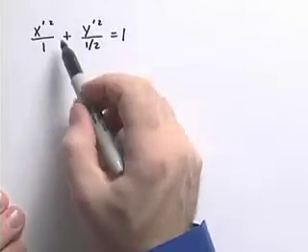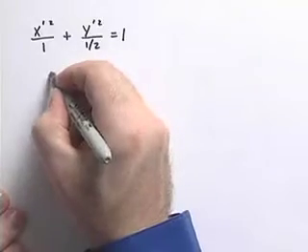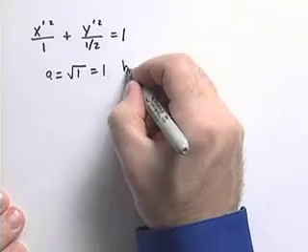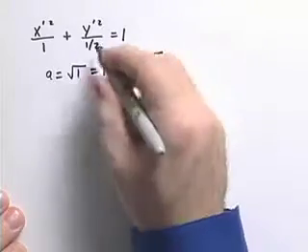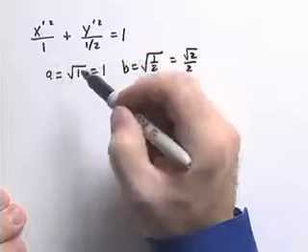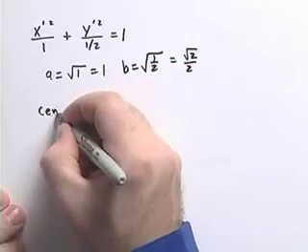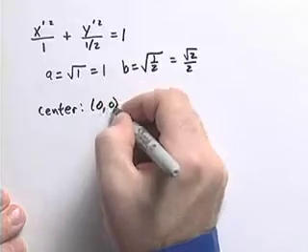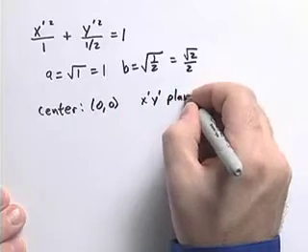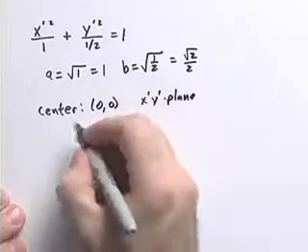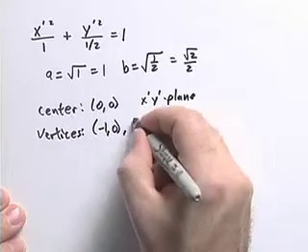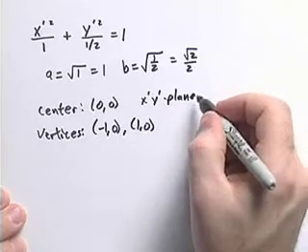We've just rewritten our equation. In this form, we can see that a is equal to the square root of 1, which is 1. B is equal to the square root of 1/2, which will give us the square root of 2 over 2. This is the equation of an ellipse with the center at 0, 0 in the x prime, y prime plane. The vertices are going to be -1, 0 and 1, 0, again in the x prime, y prime plane.